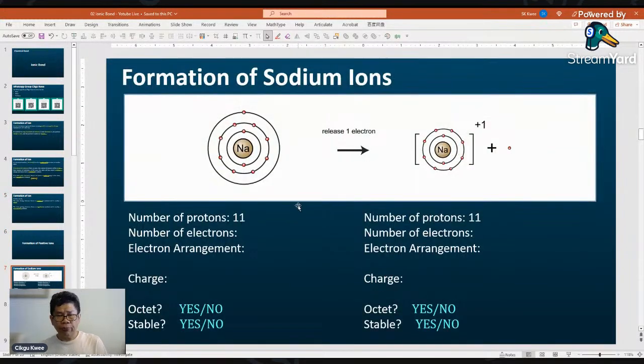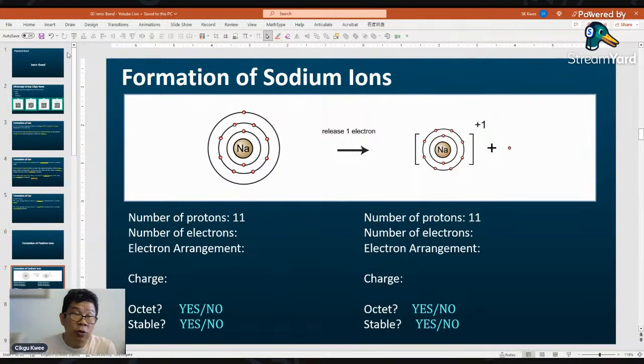Okay, so let's see this case. We have a sodium atom here. What is the electron arrangement for this sodium? Any idea? You can type your answer in the chat room. What is the electron arrangement for this sodium?